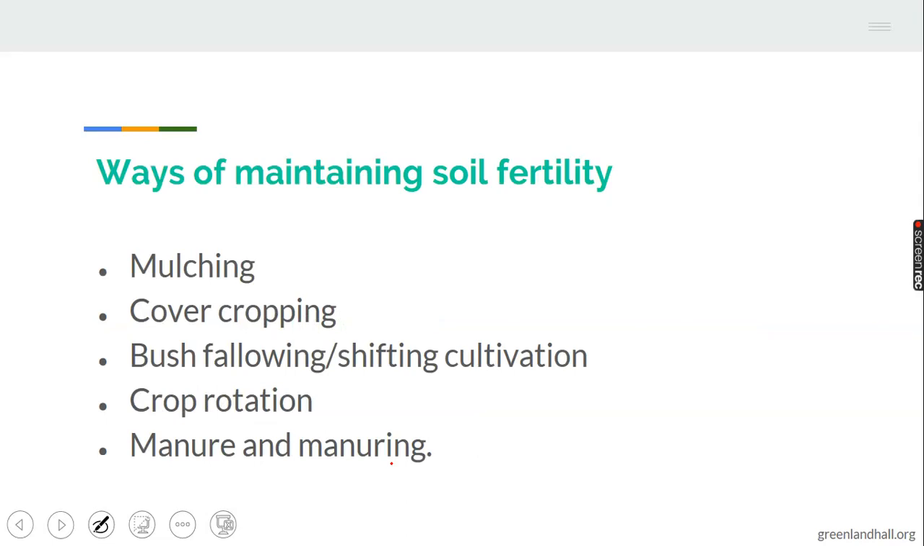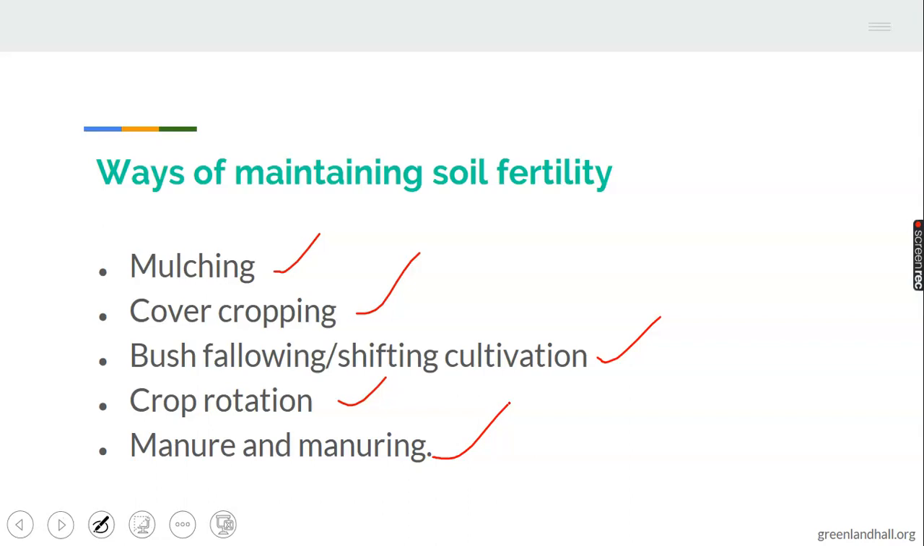The first one we have here is mulching. 2, cover cropping. 3, bush fallowing or shifting cultivation. We have crop rotation, and manuring. These are the 5 simple ways of maintaining soil fertility.